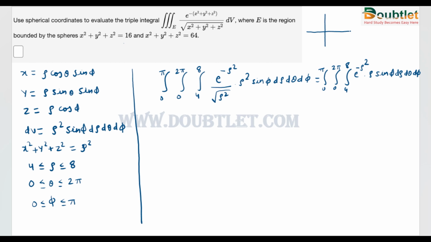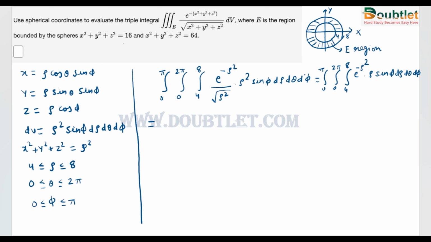To help you visualize the region, suppose this is the sphere with radius 4 and this is the sphere with radius 8, on the xy plane. We have to compute this integral along this region, which we can call the region E.